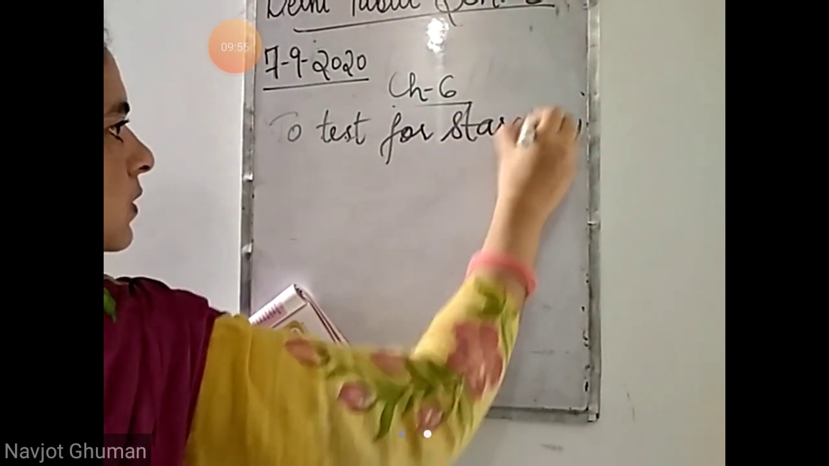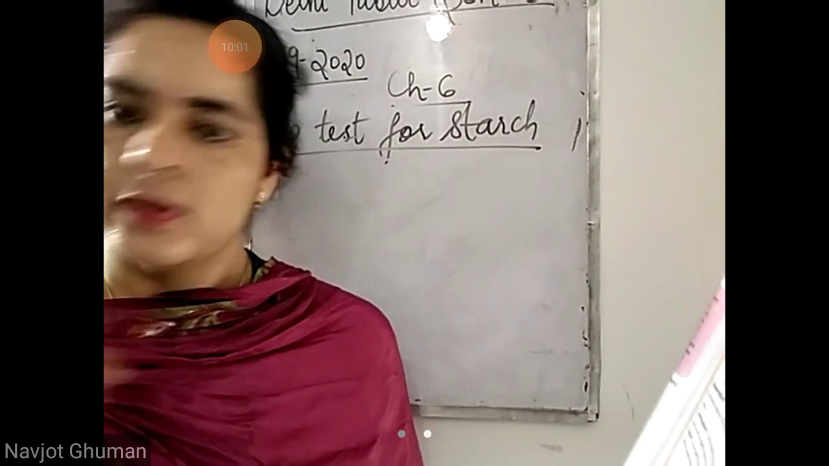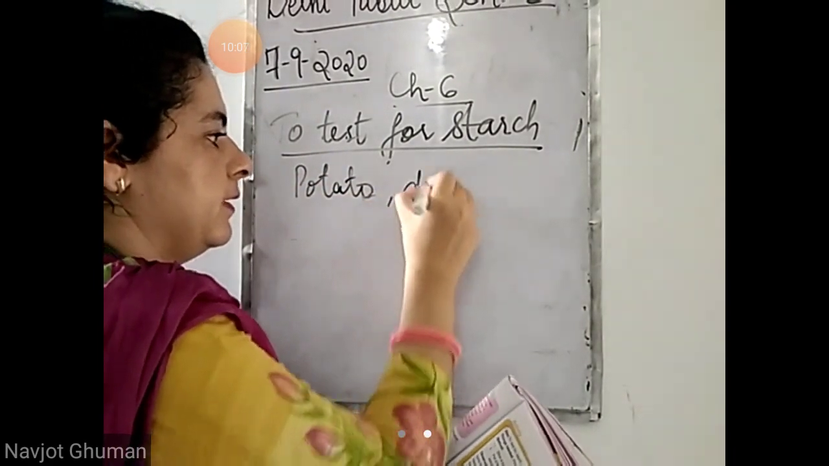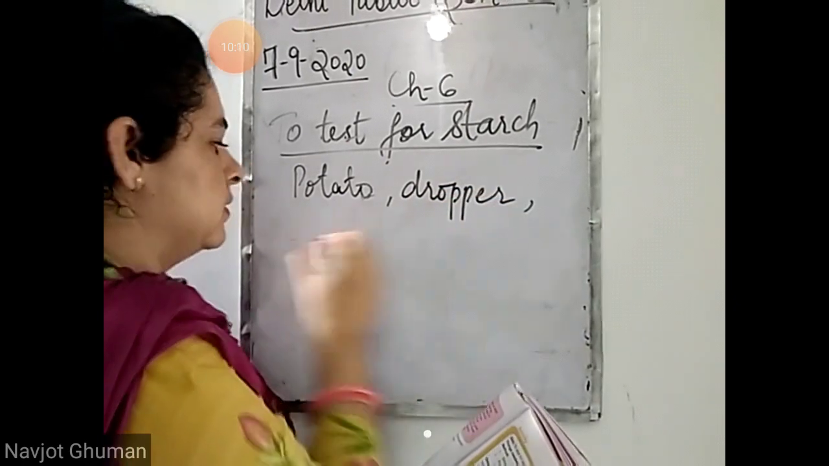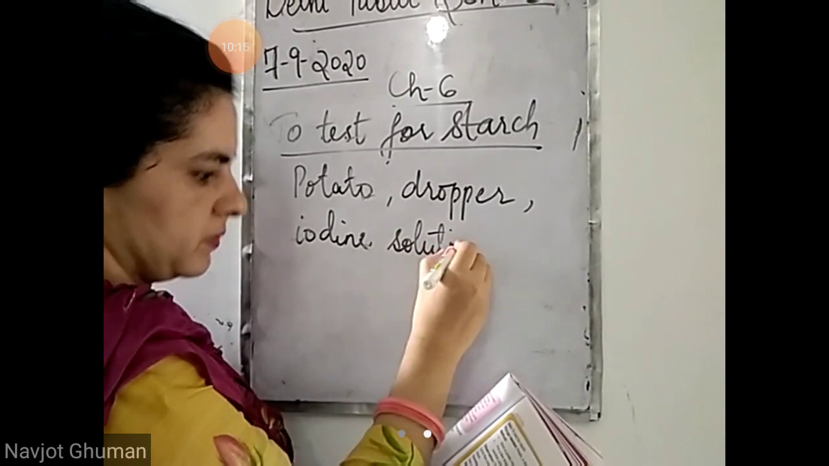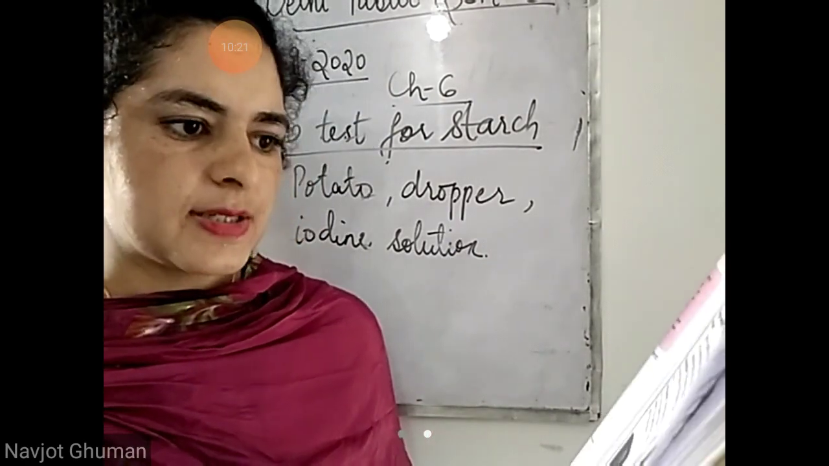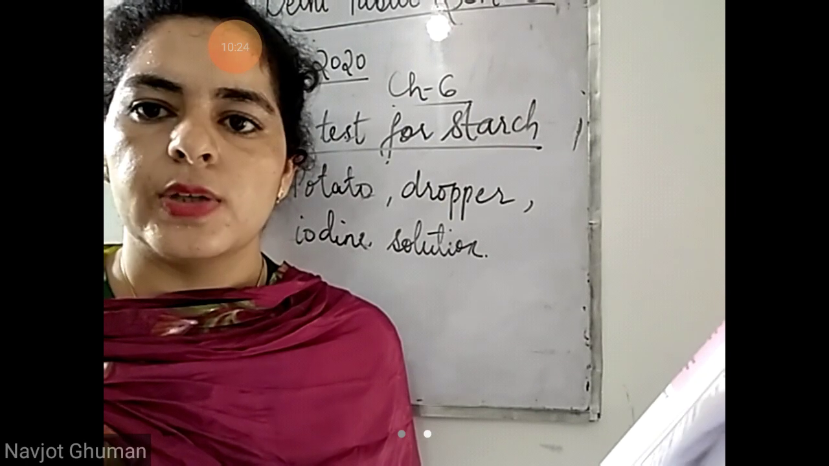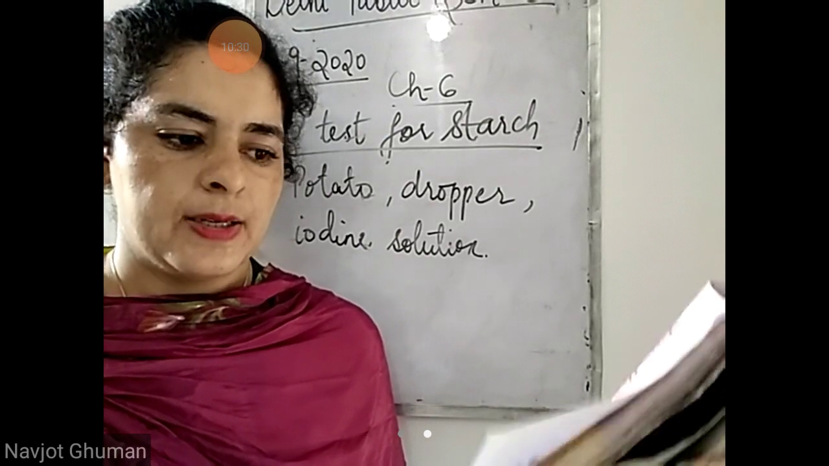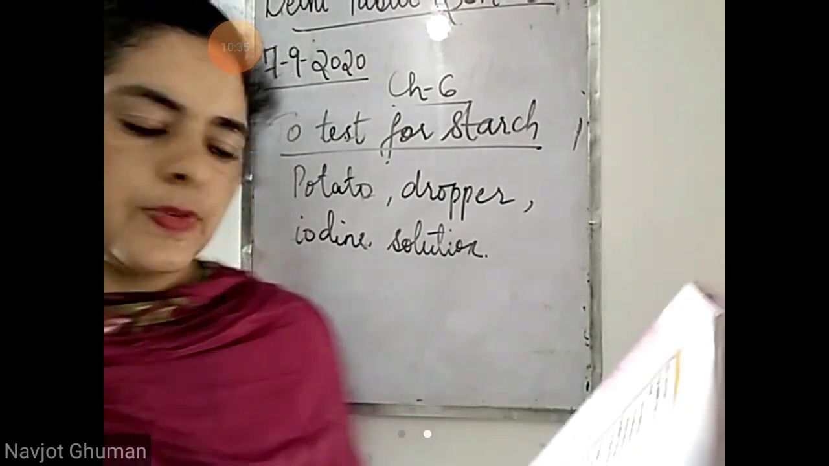What do we need? We need a potato, एक potato लेना है हमने, 1 dropper, iodine solution, main is the iodine solution. Now how will we perform it? Slice a potato into 2 pieces, put a few drops of iodine solution onto the cut side. Observation: the iodine solution turns the color of the potato bluish black. Conclusion: this shows that potato has a lot of starch stored in it. To be performed under adult supervision.